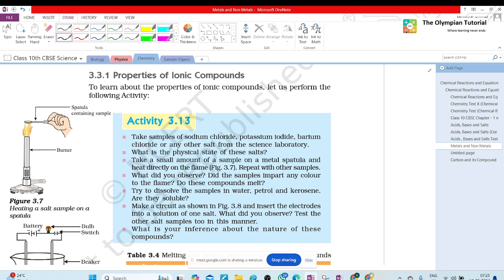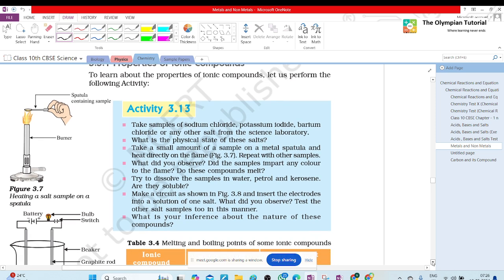Are they soluble? Make a circuit as shown in figure 3.8 and insert the electrodes into a solution of one salt. What did you observe? Test the other salt samples too in this manner. What is your inference about the nature of these compounds?